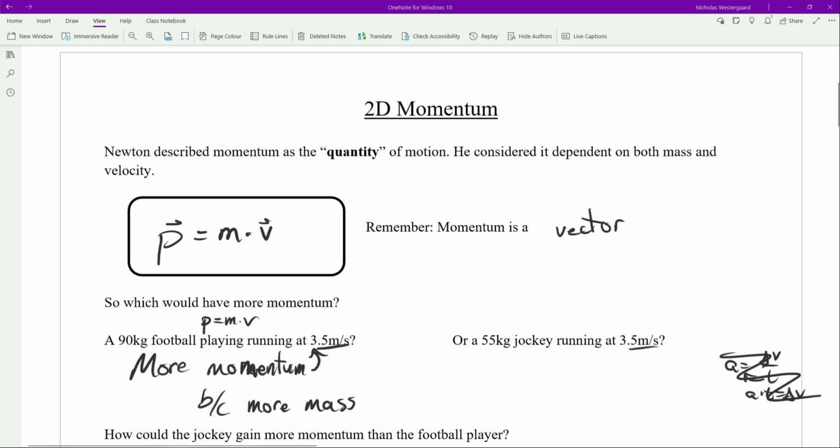So that'd be right. Now, this little follow-up question here: how could the jockey gain more momentum than the football player? Can a jockey who is smaller ever have more momentum than a football player? The answer is yes. They just have to have more motion, which means if they can't have more mass, they have to compensate by having more velocity. Since the football player's not quite double the mass of the jockey, if the jockey ends up going double the velocity of the football player, they'll have more momentum in this case.